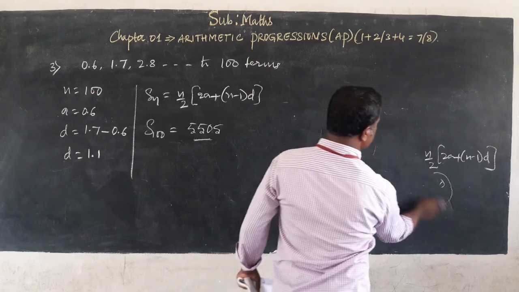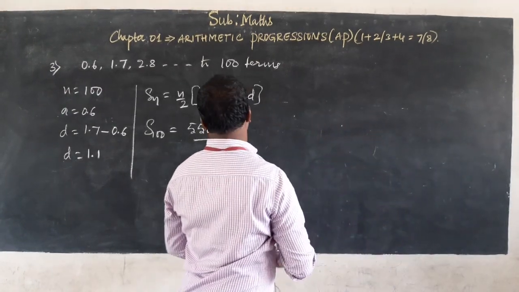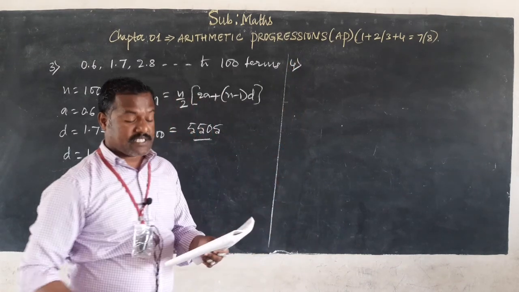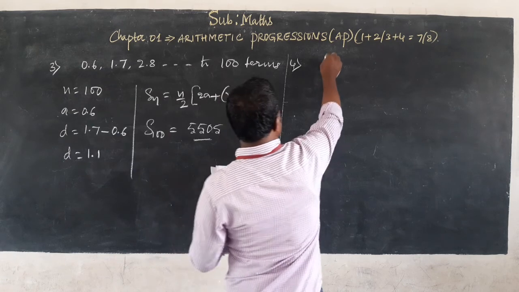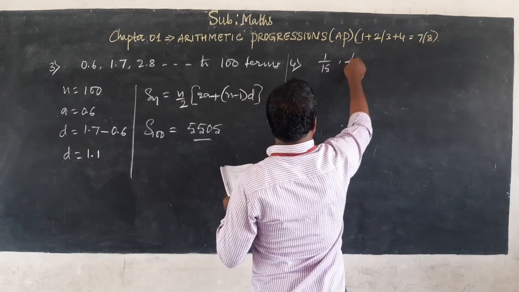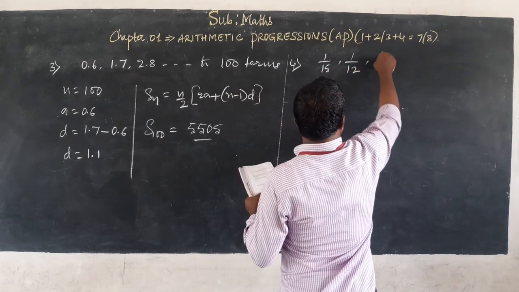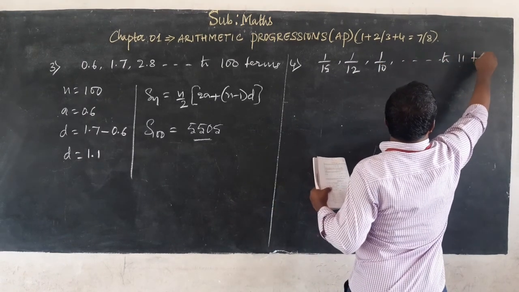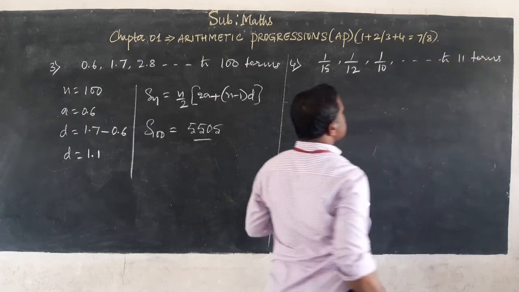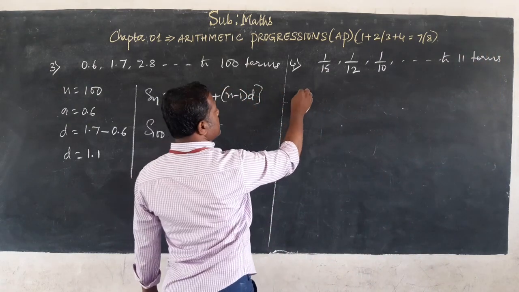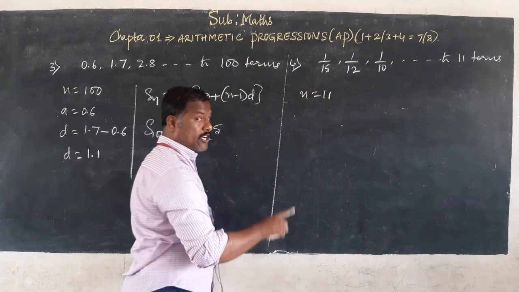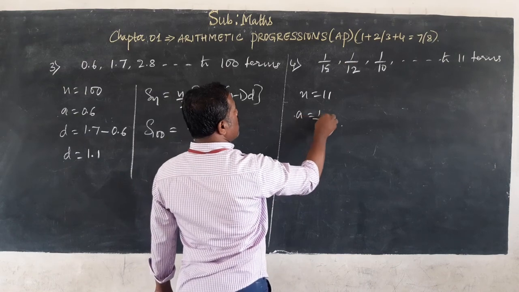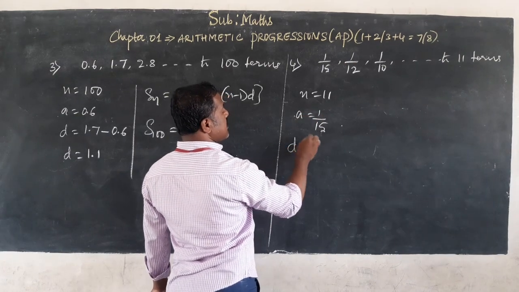Next, fourth problem, that is the last problem in the first main, that is 1/15, 1/12, 1/10, to 11 terms. Understand, children? What is the value of n? 11. First, you write down the value of n. That is very important. What is the value of a? 1/15. What is the value of d?